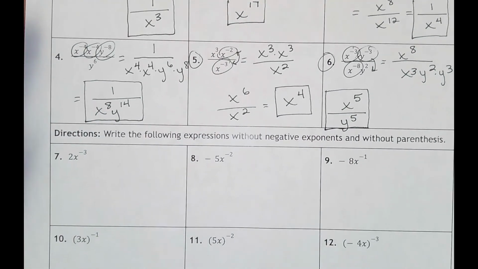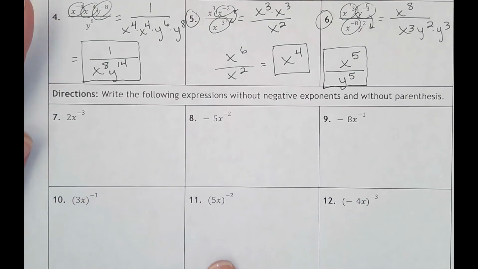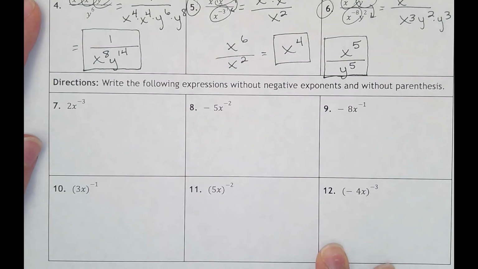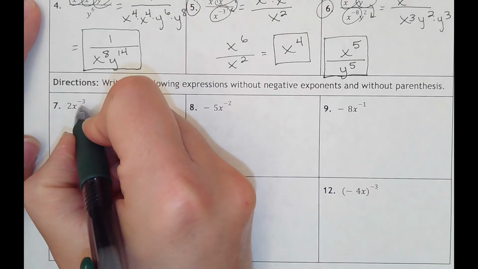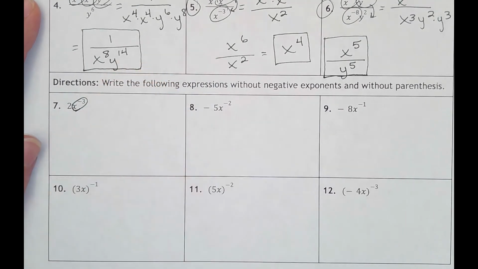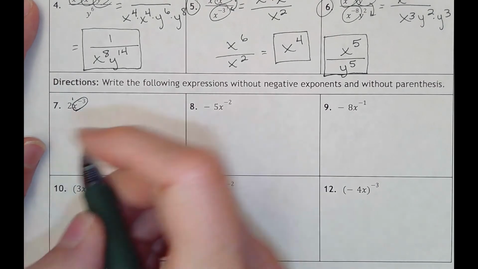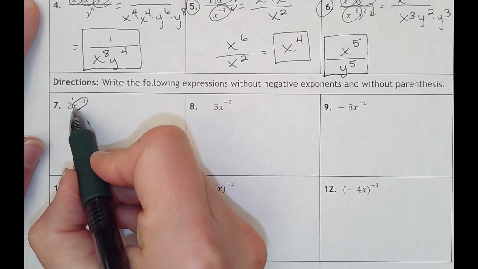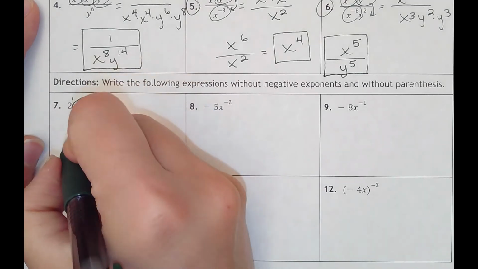Okay. Next section is actually even easier. It says write the following expressions without negative exponents and without parentheses. So the top 3 don't have parentheses, but the bottom 3 do. On number 7, the only part that has the negative power is x. The 2 is not connected. It's just a 2 times whatever x to the negative 3rd power is. 2 really has a power of 1 because there's nothing behind it. So the 2 is going to stay in the numerator. The only part I need to fix is this exponent. So it'll sink to the bottom and be x to the positive 3rd power. And that's it.